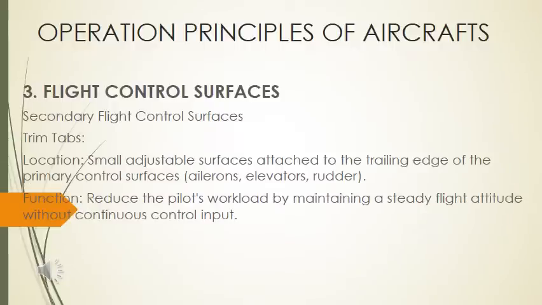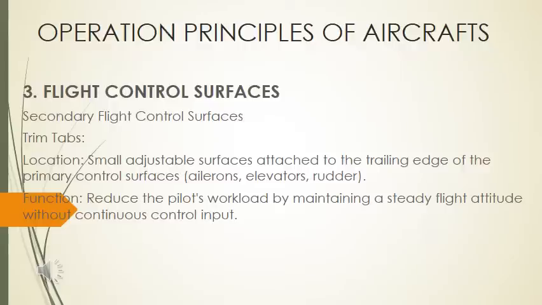The next secondary flight control surface that I will be considering is the trim tabs. The location: there are small adjustable surfaces attached to the trailing edge of the primary control surfaces, such as ailerons, elevators, and the rudder. The function is to reduce the pilot's workload by maintaining a steady flight attitude, whether the aircraft is on a cruise or is accelerating, ascending or descending, without continuous control input.